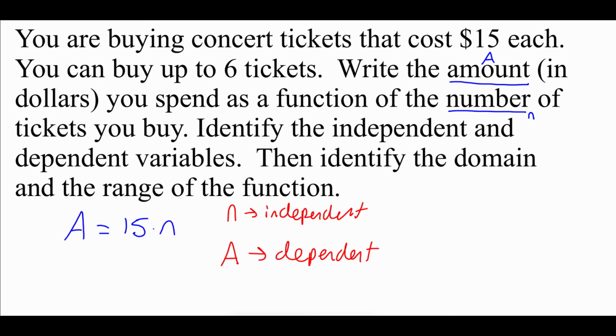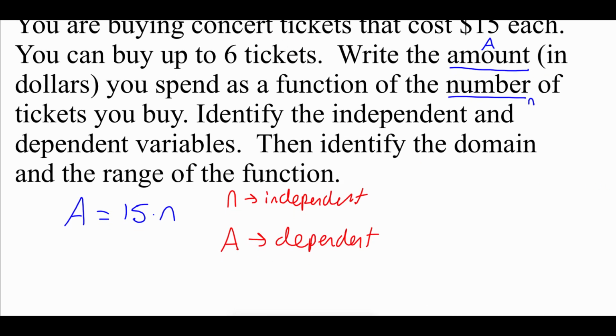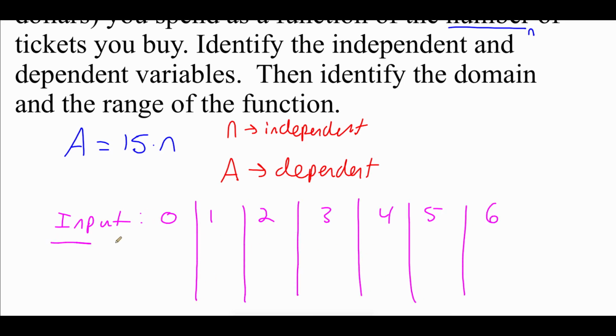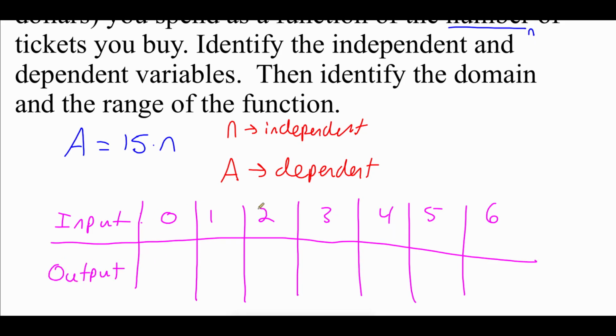Now we're going to take this equation that we just wrote out and we're going to try to make a table. This says that you could buy up to 6 tickets. So on my table, my input values are going to start at 0 and then they're going to go up to 6. So 0, 1, 2, 3, 4, 5, 6. And then my output values depend on what number it is that we're plugging in. So remember, we're taking 15 times our n value, and our n values are the input values.